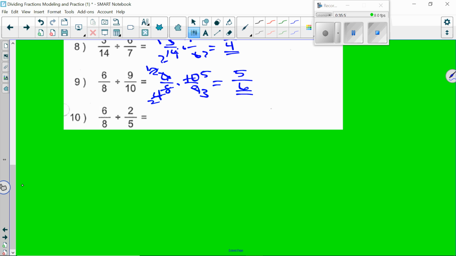And then our last one. Keep, change, flip. I've got a 2 I can take out of those. That's it. 3 times 5 is 15. 8 times 1 is 8. Goes once with 7 left over. Make sense?